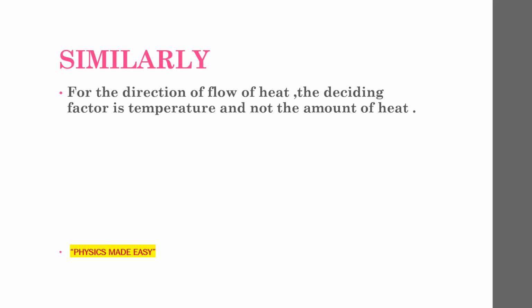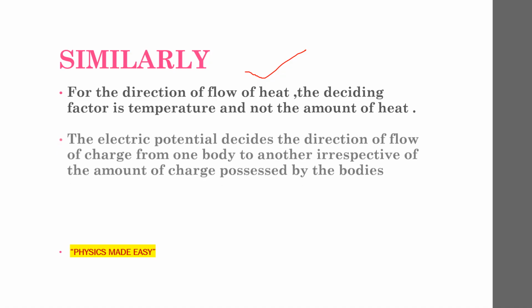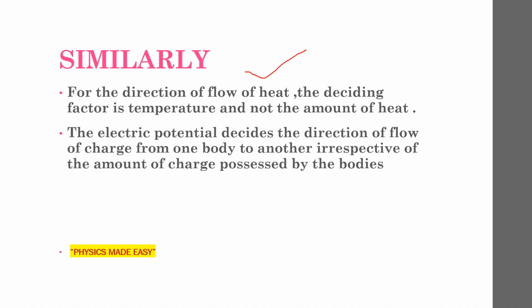From which level the water is flowing, that level decides the direction of the flow of water. So similarly, we can understand that for the direction of the flow of heat, the deciding factor is temperature, not the amount of heat. The electric potential decides the direction of flow of charge from one body to another, irrespective of the amount of the charge possessed by the bodies.